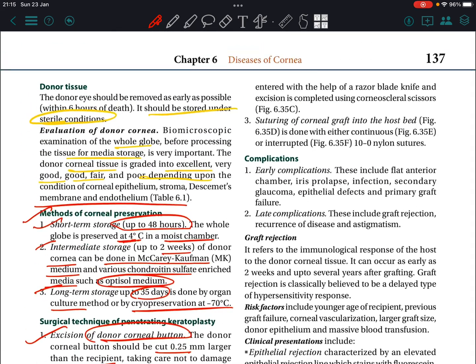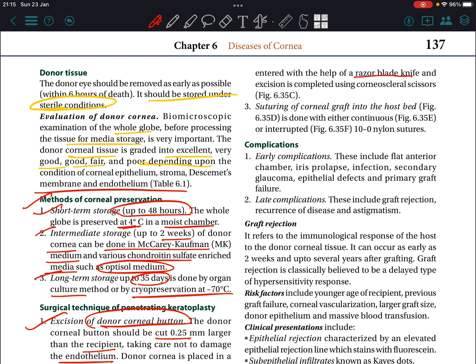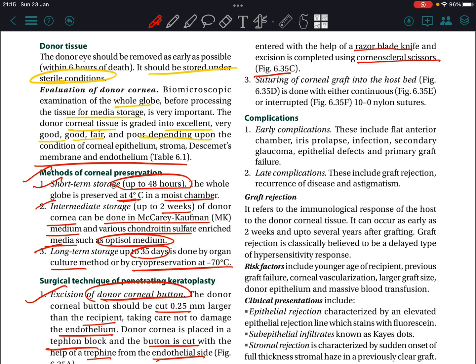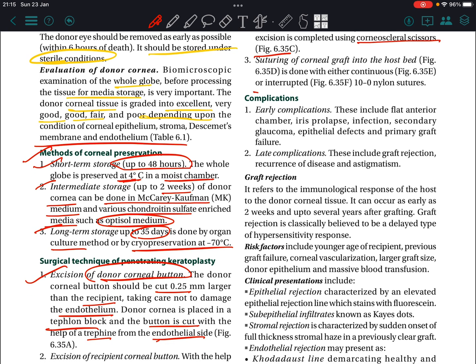Then the anterior chamber is entered with the help of a razor blade knife and excision is completed with corneoscleral scissors. Suturing of the corneal graft into the host bed is done with either continuous or interrupted tensile nylon sutures. Early complications include flat anterior chamber, iris prolapse, infection, secondary glaucoma, epithelial defects, and primary graft failure.